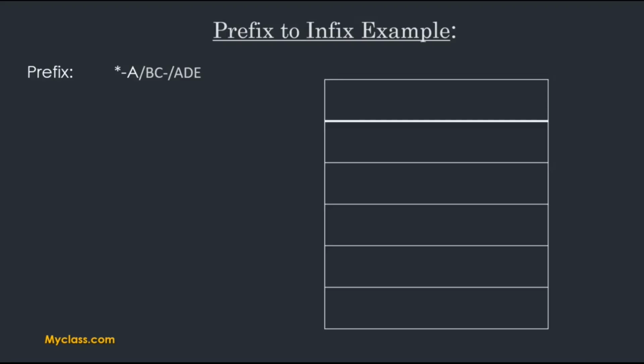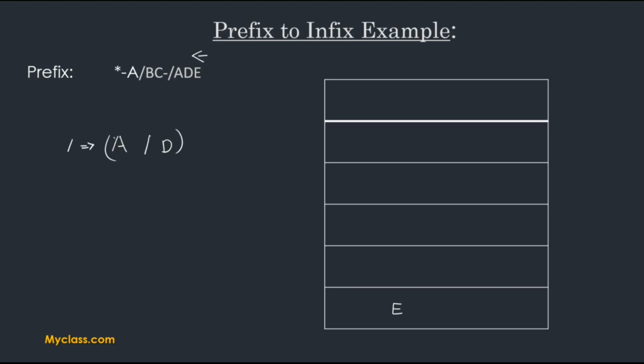Clear? Now there is an example, prefix to infix example. So this is our prefix expression, and we are scanning from left to right. First E is an operand, we are pushing that into our stack. D is also an operand, we are pushing. A is also an operand, we are pushing. Then an operator came, that is division. So we are popping A, then we are popping D and making a string like this.